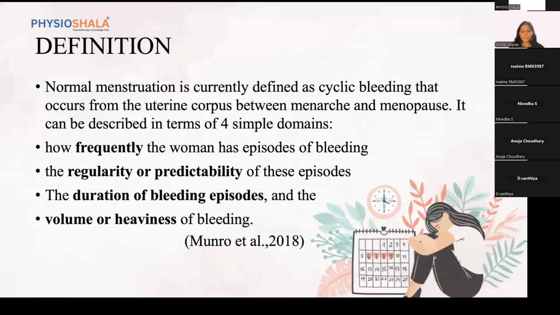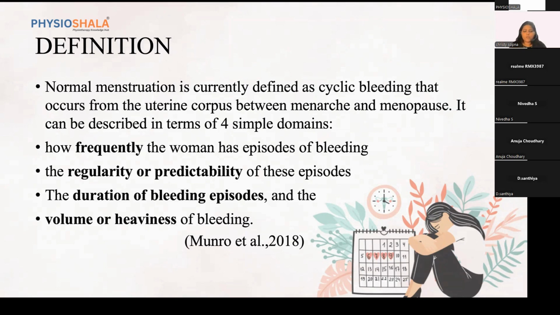The next one is the duration of the bleeding, whether she is getting 5 to 7 days of bleeding. If it is more than 7 days, 15 days or 20 days, that is also abnormal. If she gets only spotting, or bleeding for only 1 day or only 2 days, that also comes under irregular menstruation.